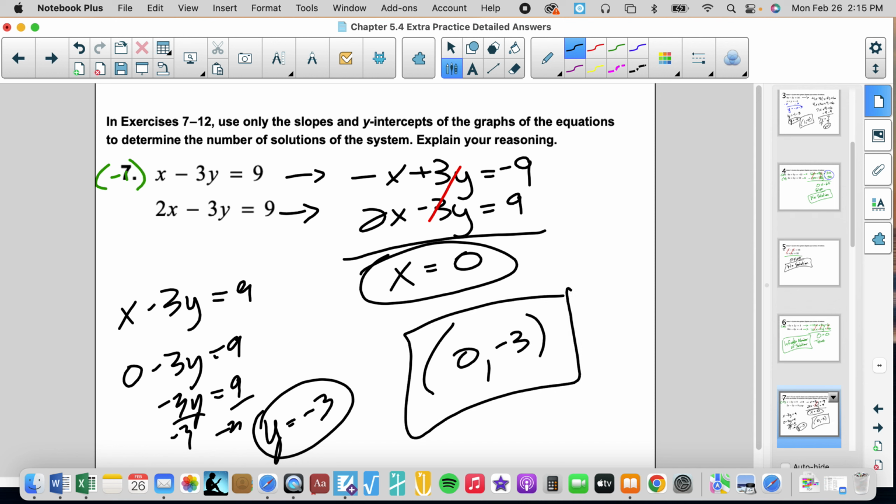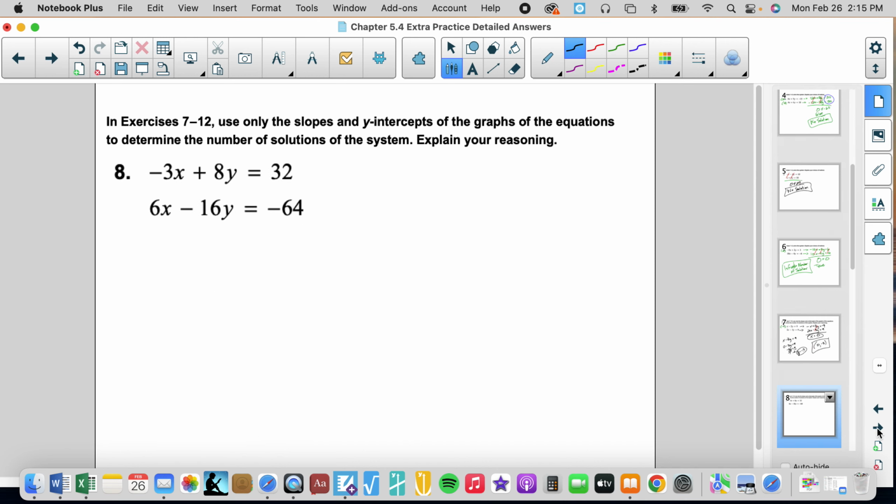Let's check it. 0, -3 times -3 is 9. Top equation worked, of course. 2 times 0, -3 times negative, yeah, that works. That's the solution. It checks.